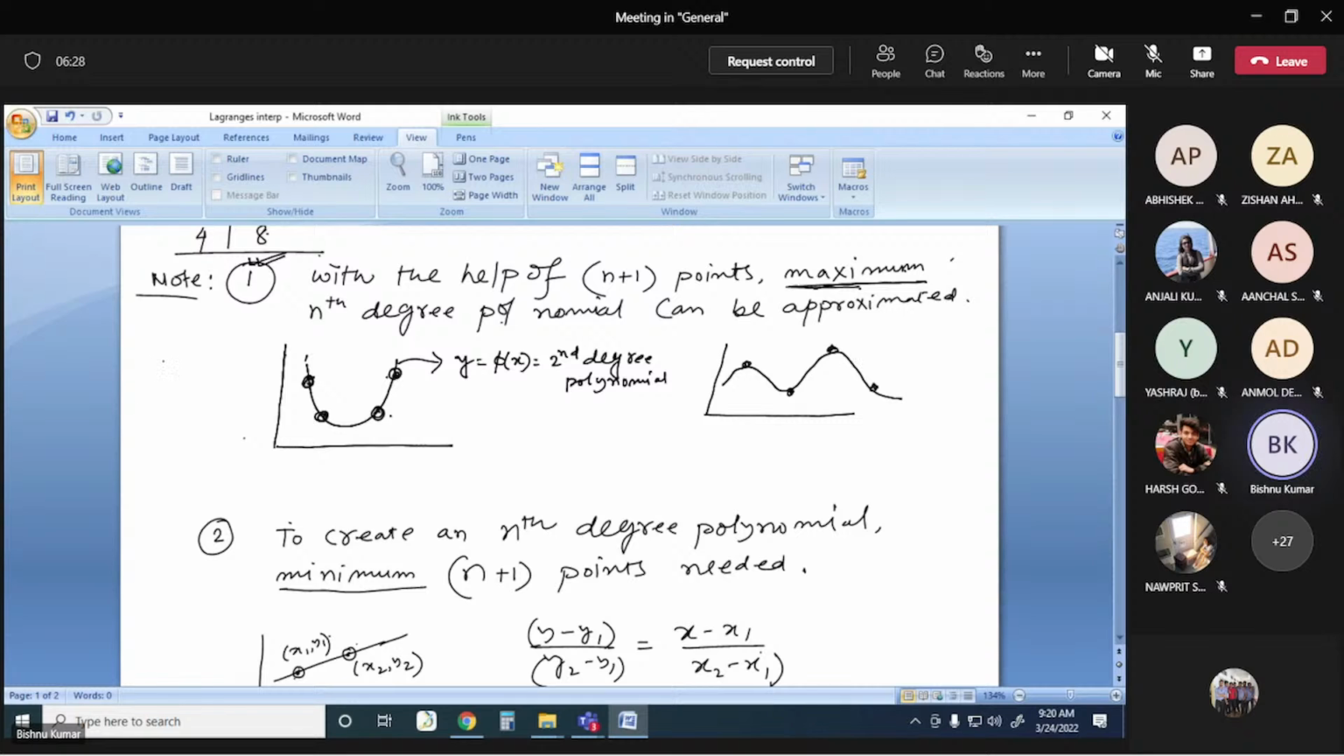But suppose your 4 points are lying on a straight line. Okay. So with the help of 4 points, you may be able to approximate only a first degree polynomial, that is the straight line. So maximum case is maximum, that is why I have used the word maximum here. With the help of n plus 1 points, you can approximate a maximum nth degree polynomial. If the points are lying in a linear pattern of the joining curve, then your degree will be reduced. Otherwise, it is the maximum possibility.